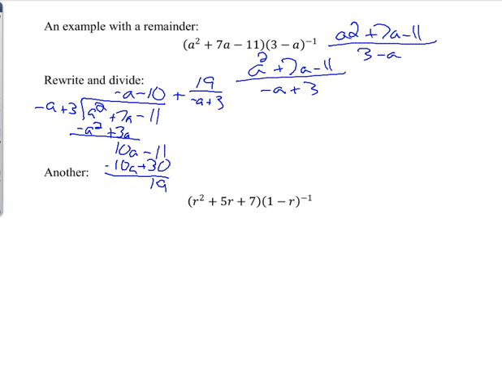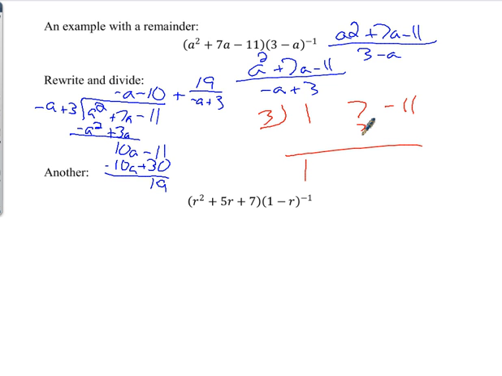So let's set up synthetic division now and see if we can get the same answer. Interesting question. What's going to go in the box? It's positive 3. The root of the denominator is positive 3. The thing that makes the denominator 0. So I set up my box 3. My coefficients across the top are 1, 7, and negative 11.